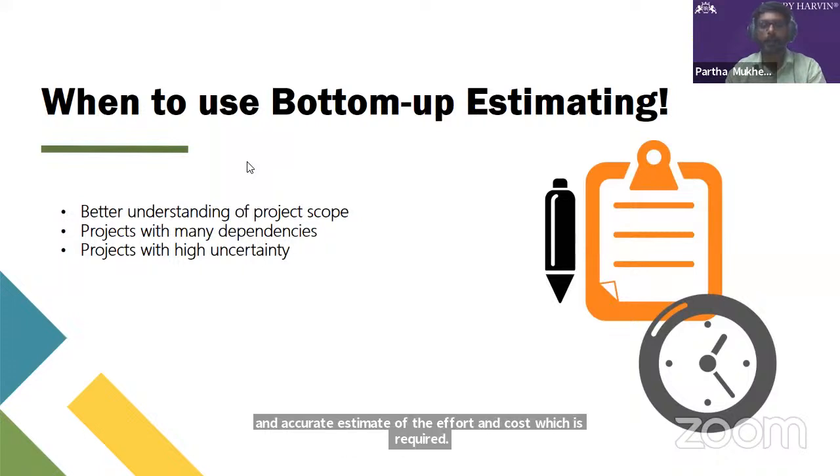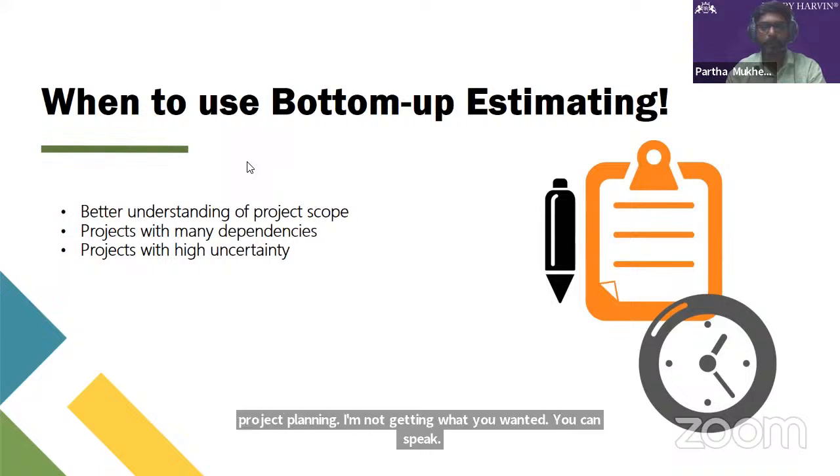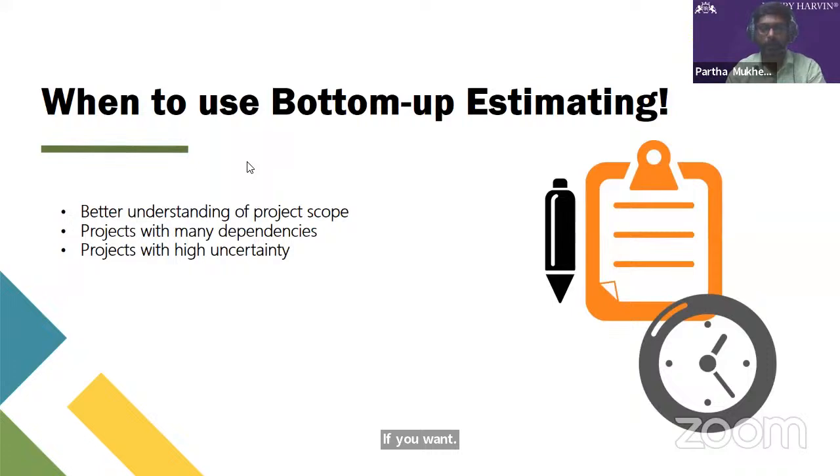So let's see, I'm getting a message. Okay. Yes, Shruti, actually, I'm not understanding what you are trying to say. First, project planning. I'm not getting what you want to say. You can speak if you want, or you can provide some more detail so that I can reply to you on that.